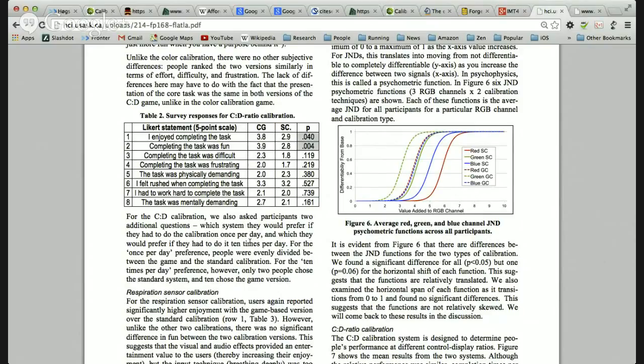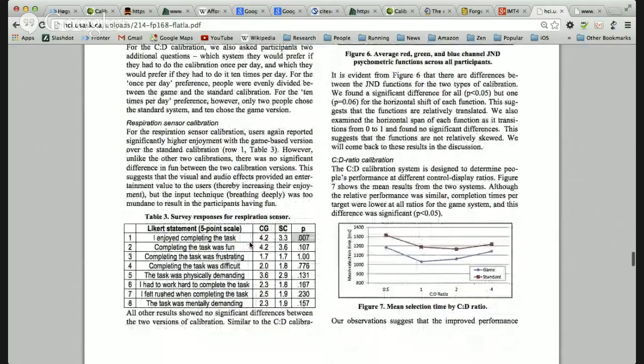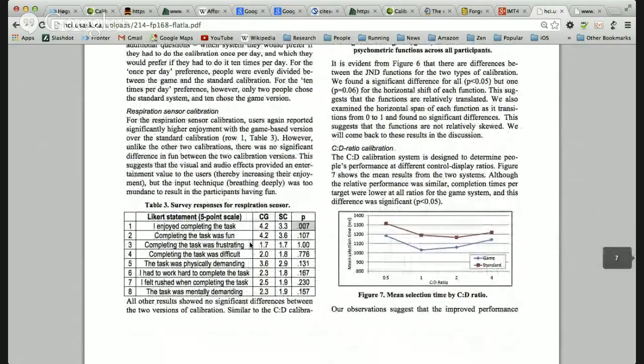And for the last one, the respiratory sensor, also higher enjoyment and fun, but unlike the other two, there's no significant difference in the fun score. That's probably because of the input technique, like you're still just sitting there and you're breathing, and that's all you're doing, probably a little too. People just probably don't consider that fun even if you dress it up. And you have to give them a score on it.